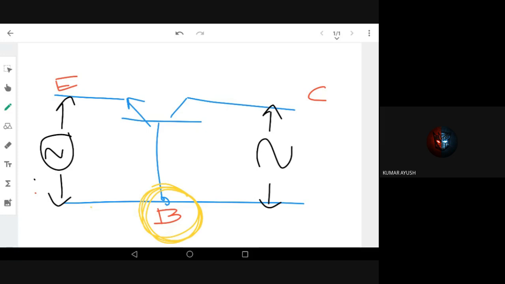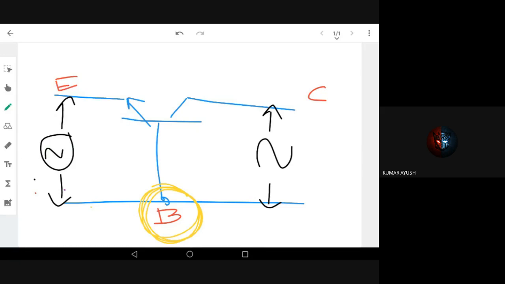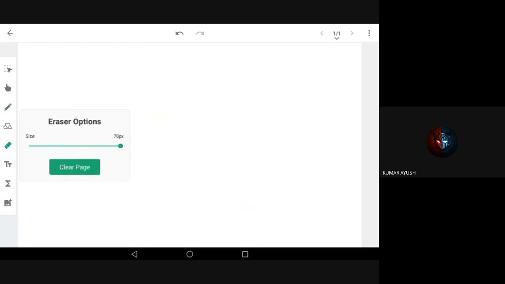Although this is a symbolic representation, if we need to work practically, I need to give biasing. I need to give DC voltage at all those points. DC biasing is required at all points. Minus plus, so this is forward bias, and like this I need a biasing here also. So this is just representing common base. The base is common between the input and output. Now, what about the common collector?